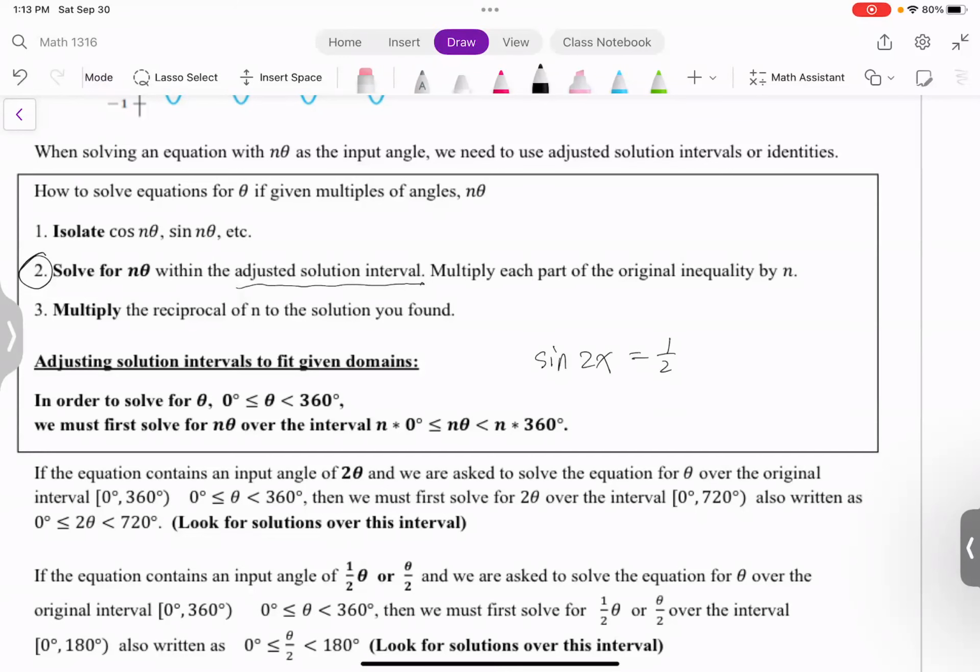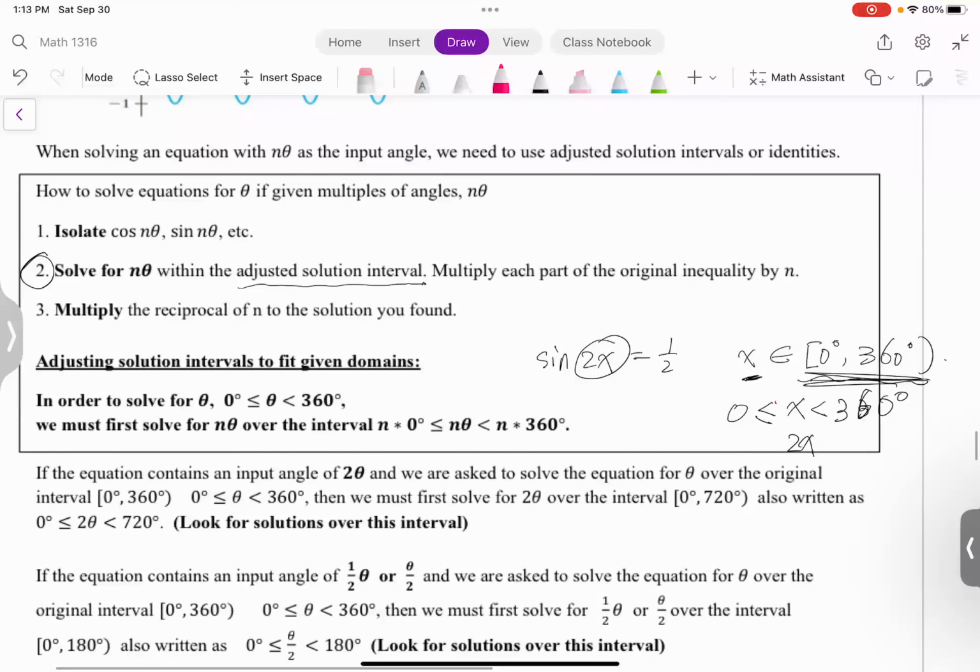And then I want you to solve for x in the interval from 0 degrees to 360. But here, the input is 2x. And at the end, I must have my x in the interval like this. So when I'm solving for 2x first, the 2x is not in this interval. So if x is between 0 and 360 degrees, for the 2x I need to multiply everybody in the inequality by 2.